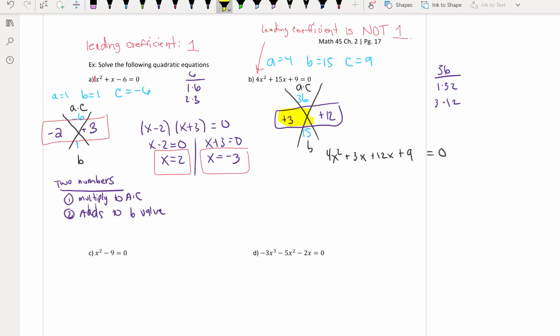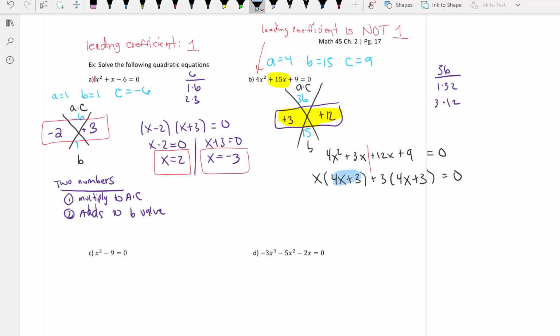So what ends up happening is that these two middle terms substitute that middle term that I have up here. So now when I do my factor by grouping, I'm going to look at the first two. The first two, what they have in common is an x. So I'll be left with a 4x plus 3. The next two are going to have a 3 in common, so I'm left with the 4x plus 3.